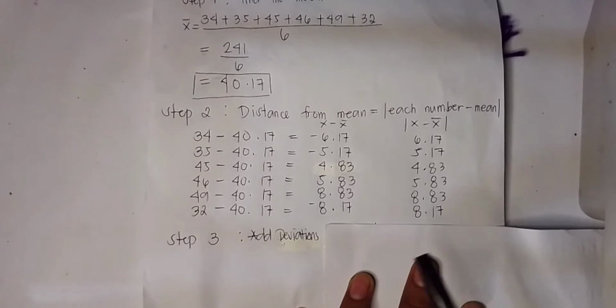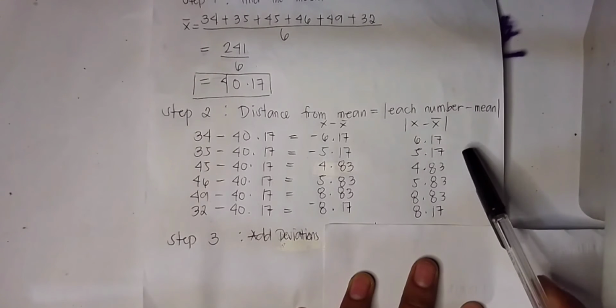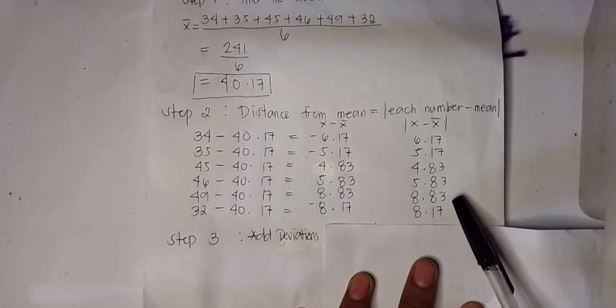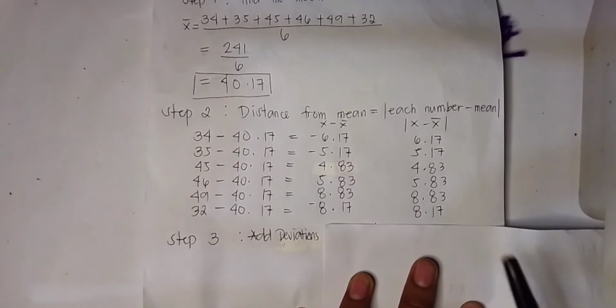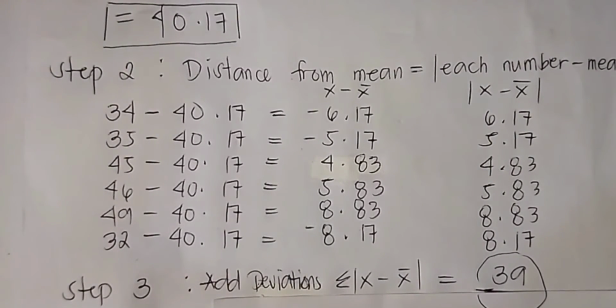So let's proceed to step 3, which is add the deviations. All we need to do is to add all the answers. So 6.17 plus 5.17 plus 4.83 plus 5.83 plus 8.83 plus 8.17 is equal to 39. So this is now the answer, 39.